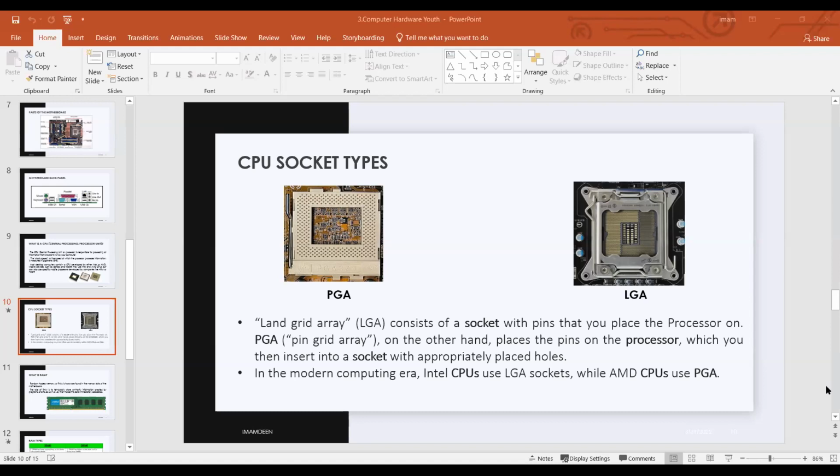Laptops are very small, right? So pin grid array chips are not suitable on them. So there are two types of socket. One is pin grid array, the other one is land grid array socket. Okay, so this is the main point.